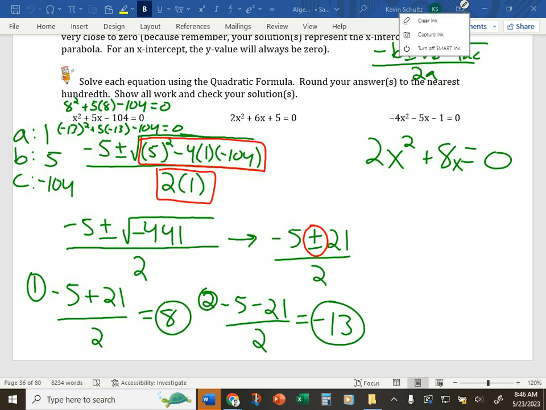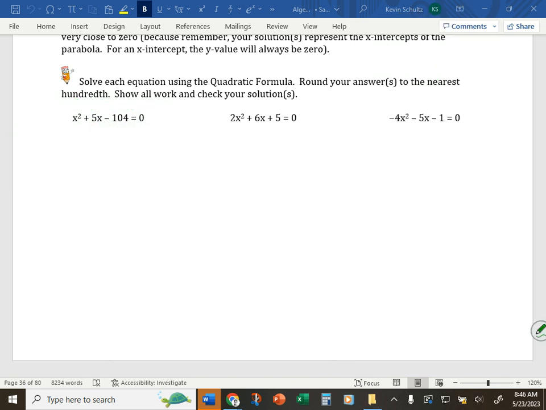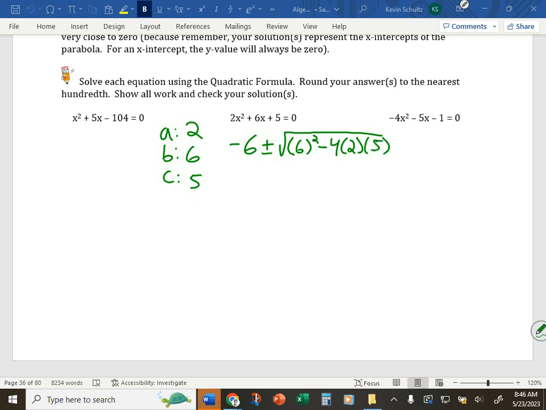2x squared plus 6x plus 5 equals 0. Let's go ahead and identify our A, our B, and our C. Our A term is 2, B is 6, C is 5. Let's go to work, okay? Negative B, or negative 6, plus or minus the root of 6 squared minus 4 times 2 times 5, all divided by 2 times A, or 2 times 2. That's how we start. Okay?